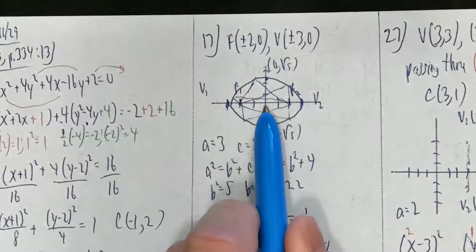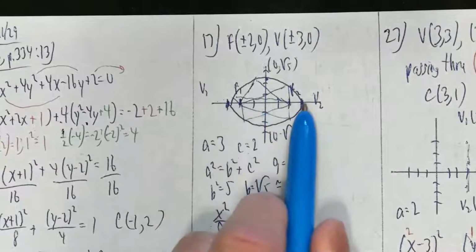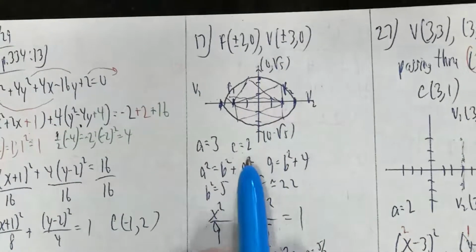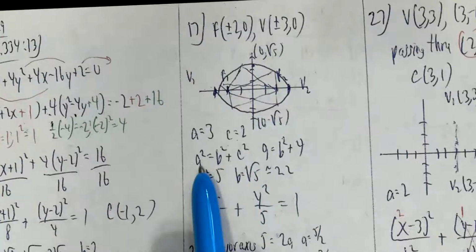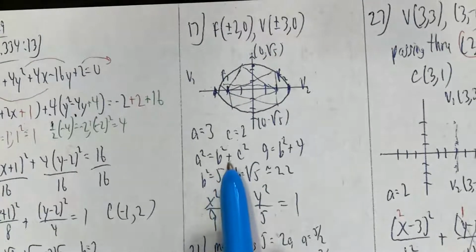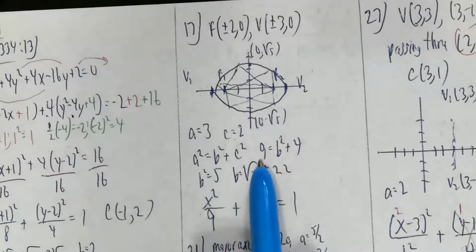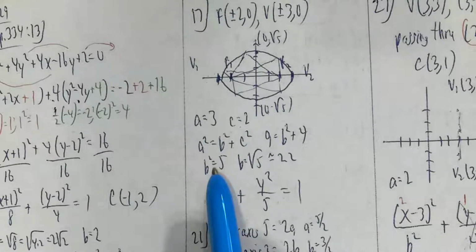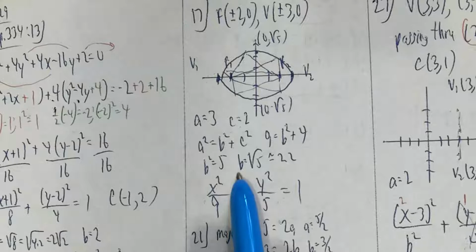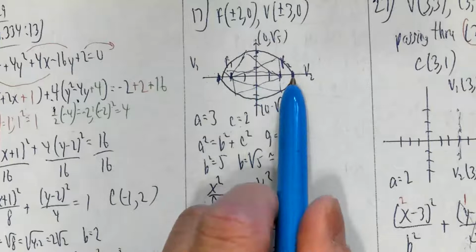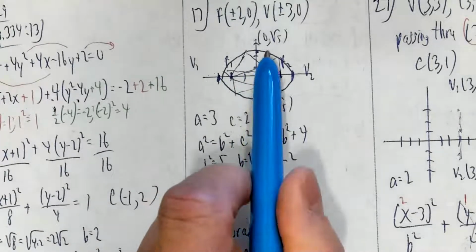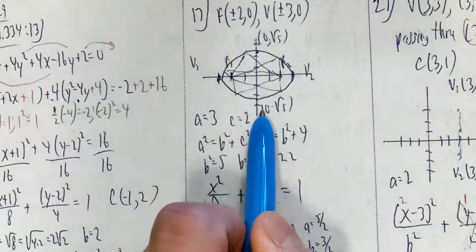So A is the distance from the center to either vertex. C is the distance from the center to either focus. So that's 2. Plug into A squared equals B squared plus C squared. A squared is 9. C squared is 4. B squared is 5. So B is radical 5, which is about 2.2. Okay. So 1, 2, 3 to the left and right. Up and down is 2.2. But I write it as 0 radical 5, 0 negative radical 5.